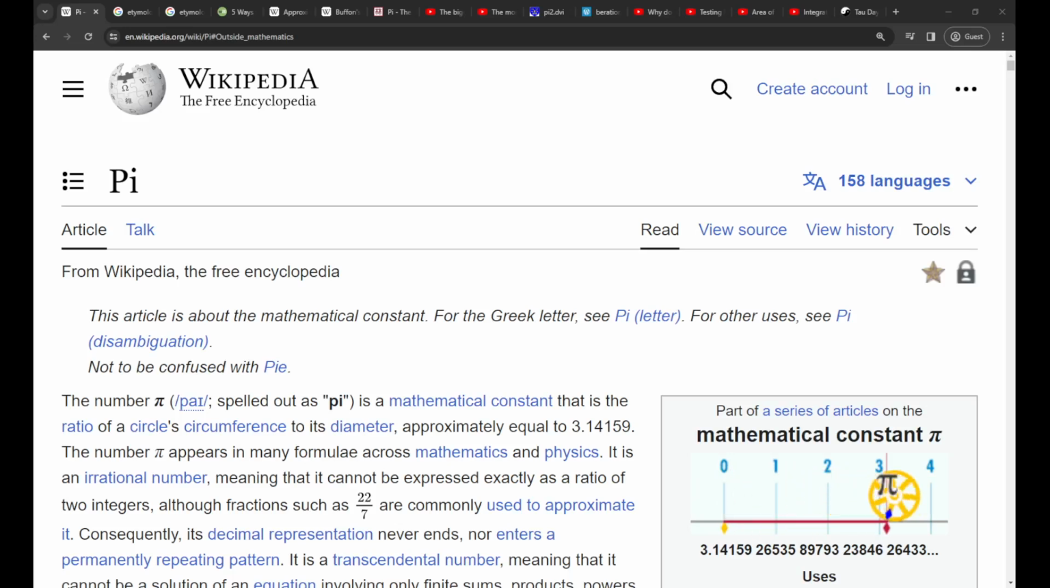Computer, when is Pi Day? Pi Day was today. Hey Google, when is Pi Day? Pi Day is on Thursday, March 14th. Happy Pi Day, everybody.